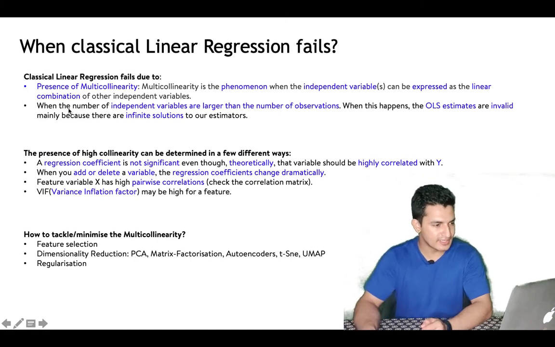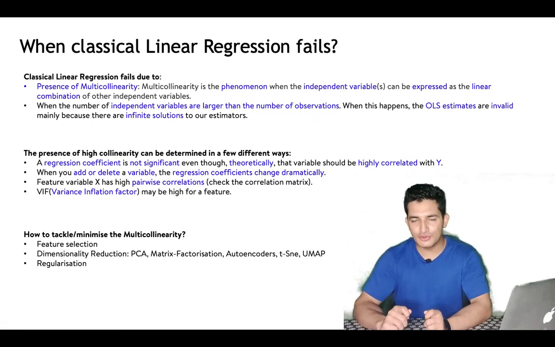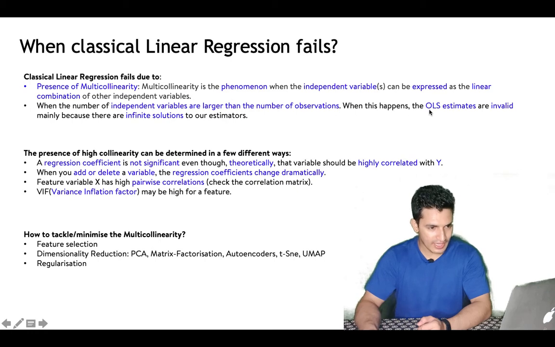The other reason when a linear regression model can fail is when the number of independent variables is larger than the number of observations. Let's try to understand with simple mathematics. If you have 3 equations to solve and you have 5 variables, there can be different combinations of values for those variables that satisfy the equations, because you have more variables than equations. So same thing, if we have more independent variables than observations, the estimates can be invalid because there can be infinite solutions and the results may not be statistically significant. So these are the two very main reasons when a linear regression can fail.